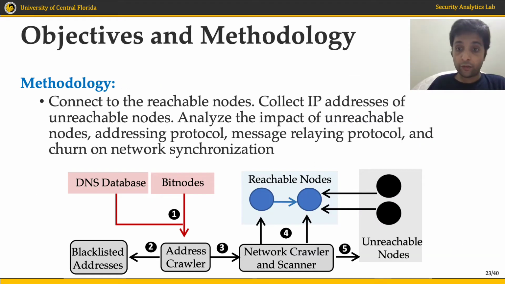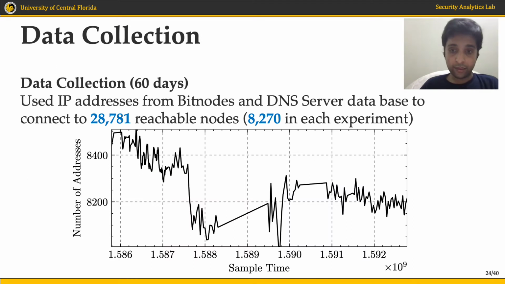To explore the effect of these four factors on synchronization, we set up a data collection apparatus in which we collected IP addresses of reachable nodes from Bitnodes and DNS server database. We then connected to those reachable nodes and exchanged get address messages to collect the IP addresses from their IP tables. In 60 days, we connected to more than 28,000 reachable nodes, and on average, we connected to approximately 8,000 nodes on any given day.